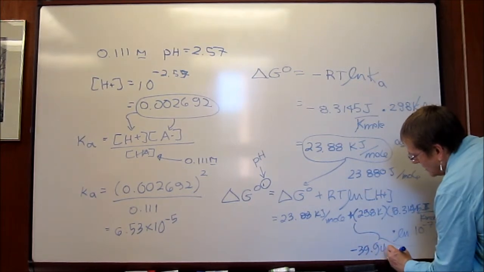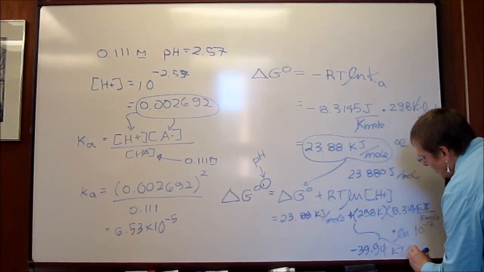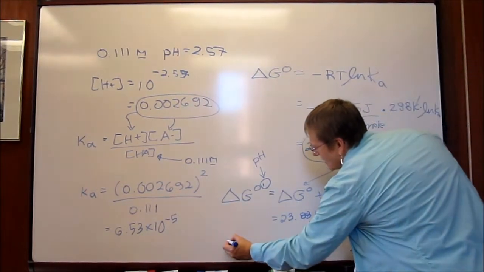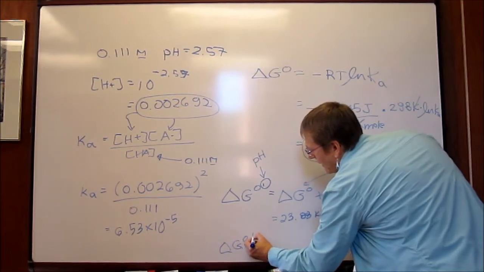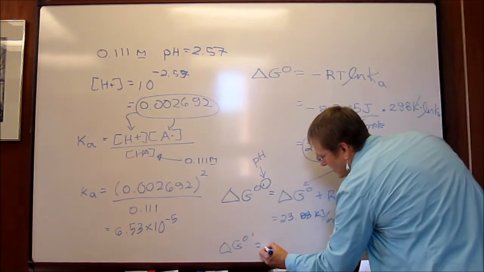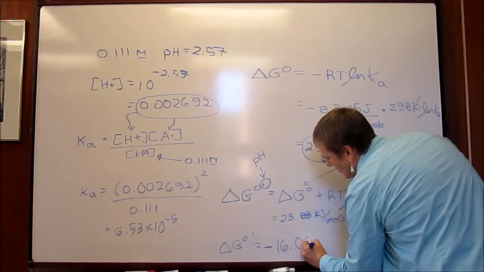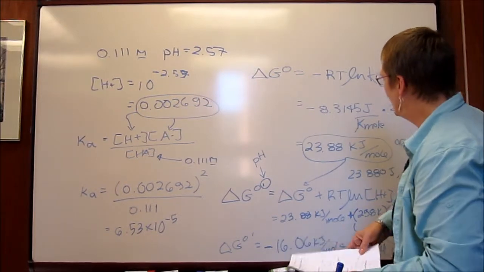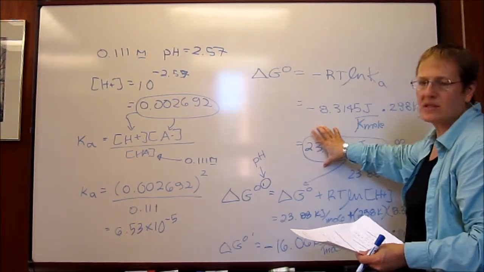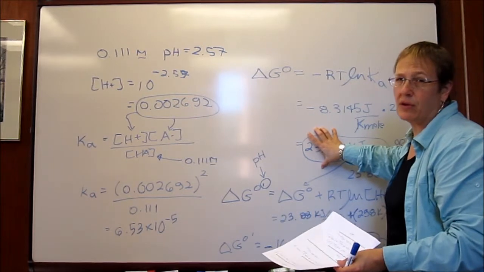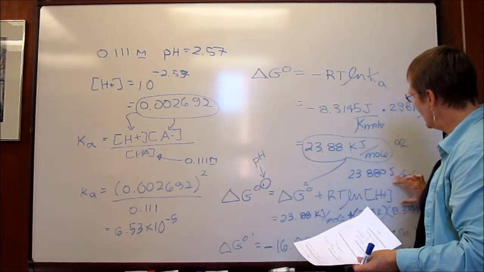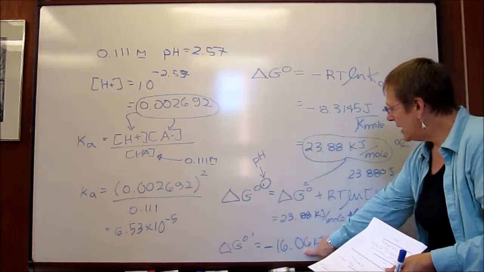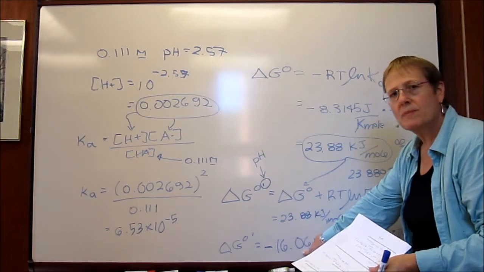39.94 kilojoules per mole, and when added with the delta G naught, gives us a delta G naught prime equal to negative 16.06 kilojoules per mole. So the take-home message here is that when H plus was 1 molar, this was not spontaneous or thermodynamically favorable, but when H plus is the standard pH 7, 10 to the minus 7 molar, this is a thermodynamically favorable or spontaneous reaction.